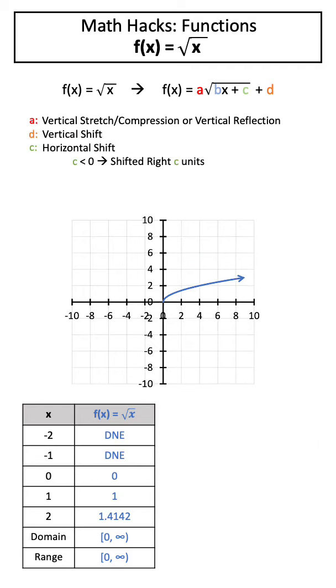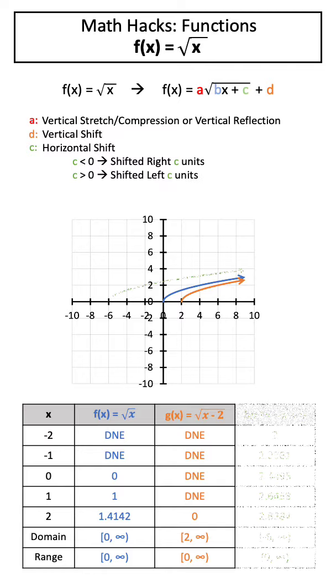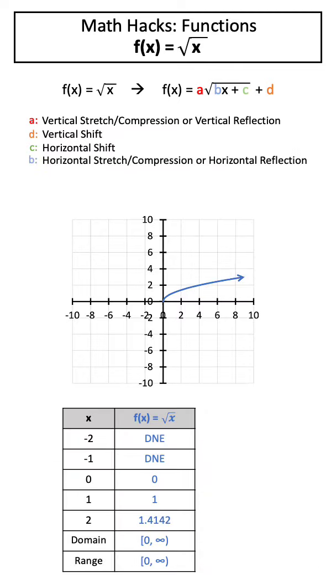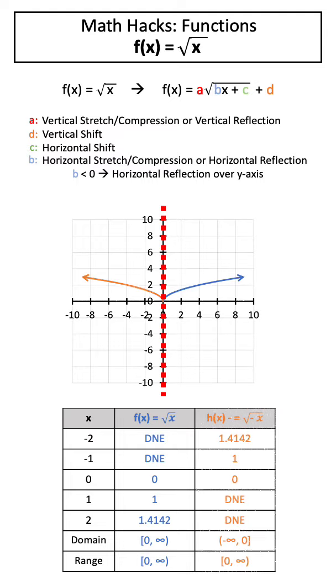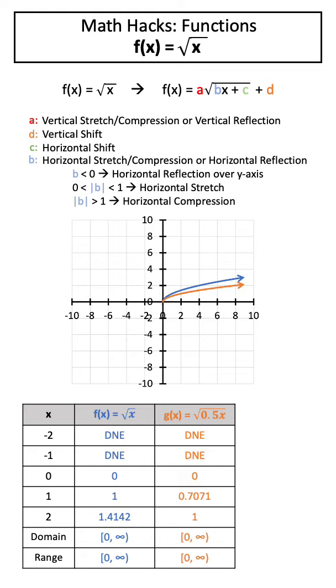If c is less than 0, this will shift our function right c units, whereas if c is greater than 0, this will shift our function left c units. If b is less than 0, this will reflect our function over the y-axis. If the absolute value of b is between 0 and 1, this will horizontally stretch our function, whereas if the absolute value of b is greater than 1, this will horizontally compress our function.